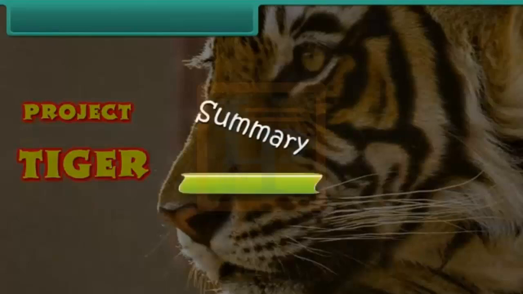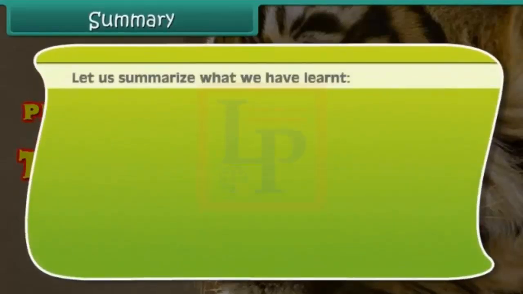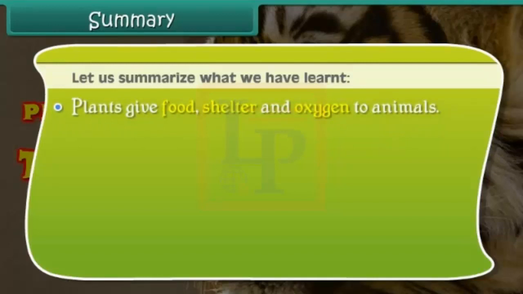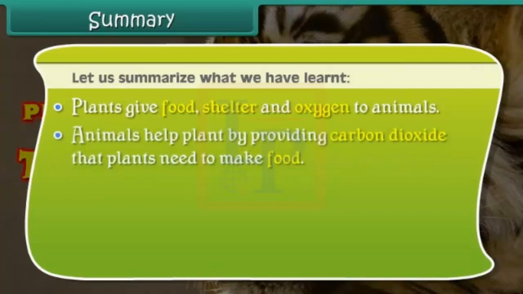Summary. Let us summarize what we have learned. Plants give food, shelter, and oxygen to animals. Animals help plants by providing carbon dioxide that plants need to make food.